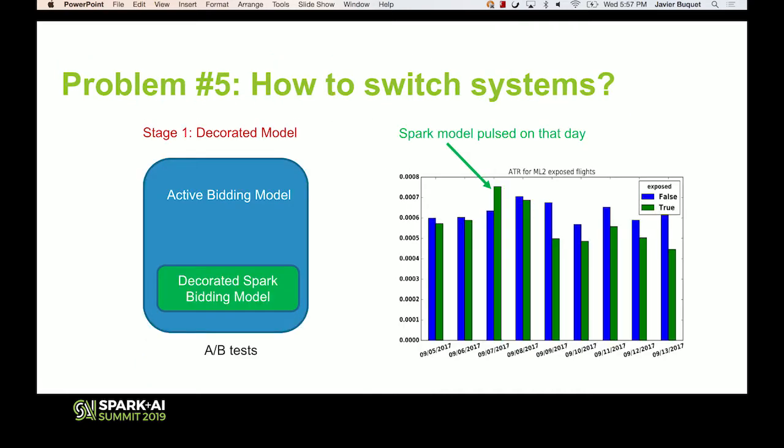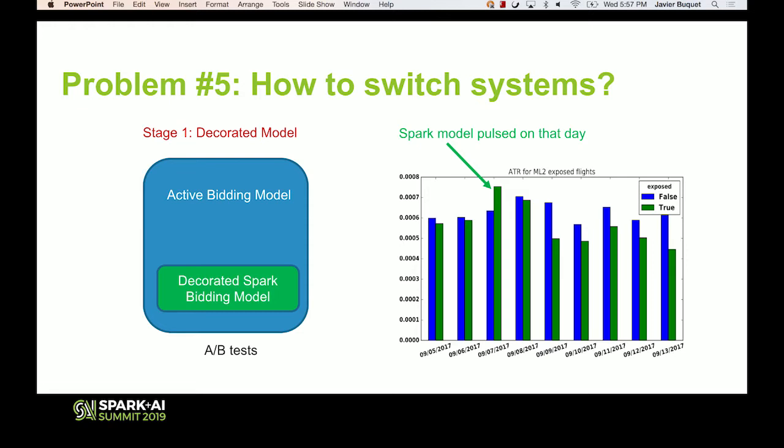So it was a good improvement. Of course, once you have the system ready and models that you can ship into a low latency bidding environment, how do you switch from a system that's been stable and running in production for several years? We did this in stages. The first stage was a decorated approach in which we injected the Spark model inside our traditional or legacy bidding model. And for some of the users, we started using the new model.